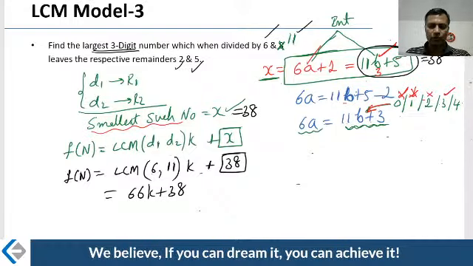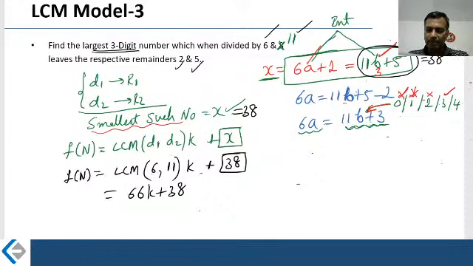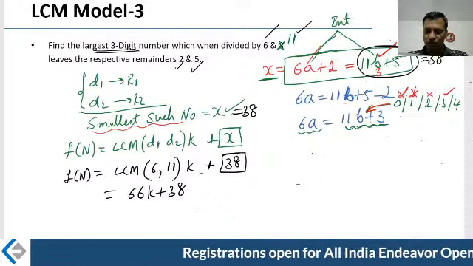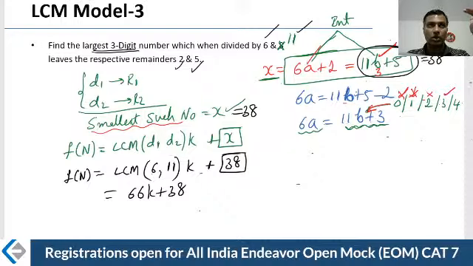What is model 3? First of all, model 3 is where neither the positive remainders are constant nor the negative remainders are constant. That's when you say that it's model 3. How do I write it? What is the algorithm for this?